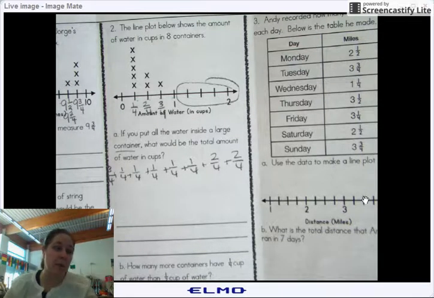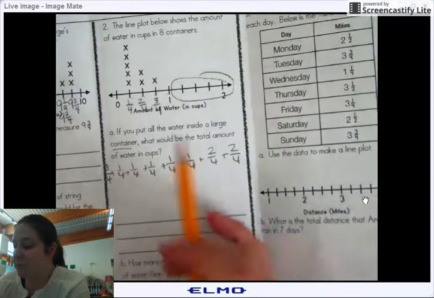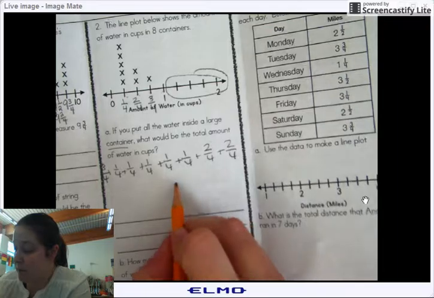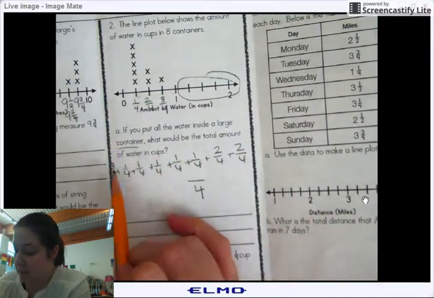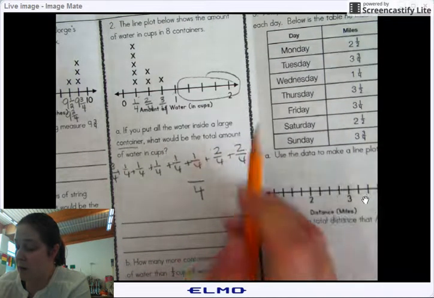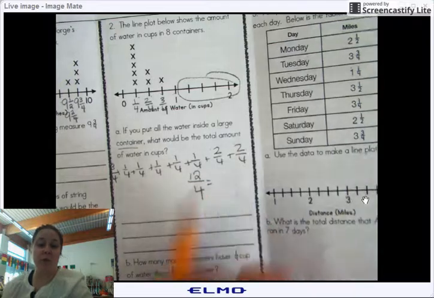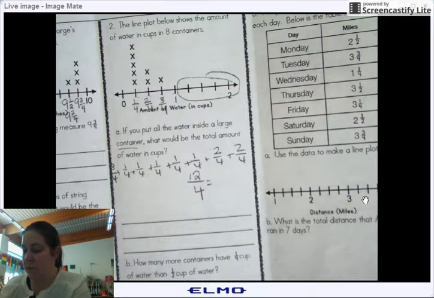Now, if you'll see what I'm going to do. You don't have to do it this way, but I'm going to group them. I know that 3/4 plus 1/4 equals 4/4, but I'm not going to do it that way. My bottom number is going to be 4, right? My bottom number doesn't change. So I'm just going to add my top numbers, 3, 4, 5, 6, 7, 8, 9, 10, 11, 12. I get 12 over 4, which is equivalent to, type in the answer, 3.